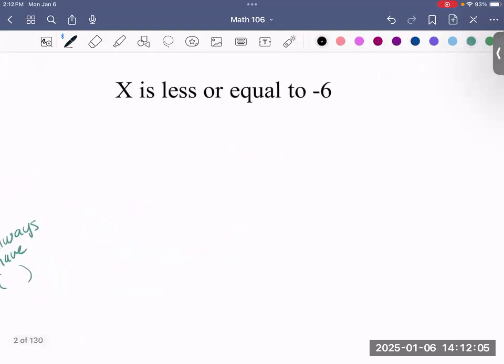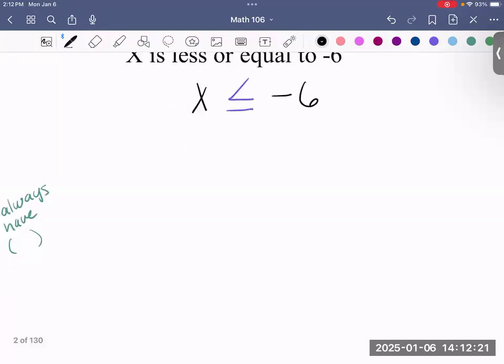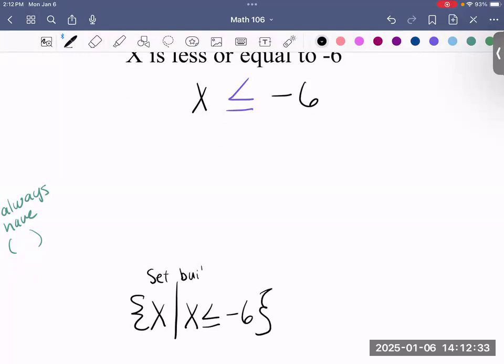Now let's do it again. x is less than or equal to -6. Again, pause the video when you're comfortable. Hopefully you know that less than or equal to is this little symbol here. So we can say x is less than or equal to -6. Or if you're using set builder, we're doing braces, x such that x is less than or equal to -6. Again, this is set builder.